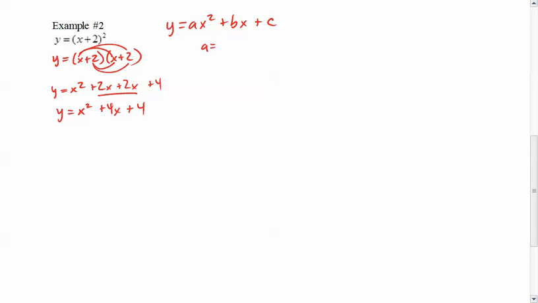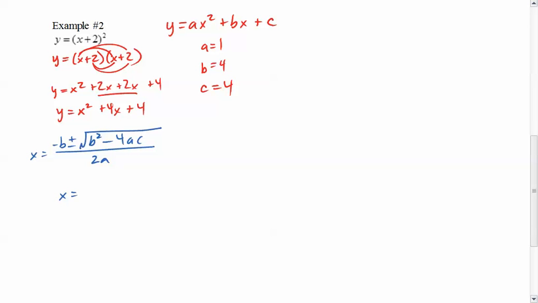So I can say a again equals 1, b is 4, that's the number in front of the x, and c is the number at the end, which is also 4. So from here, I can now go ahead and use the quadratic formula. So I can go x equals negative b plus or minus square root b squared minus 4ac all over 2a. There we go. So now that I have that, I can go ahead and put in the numbers.